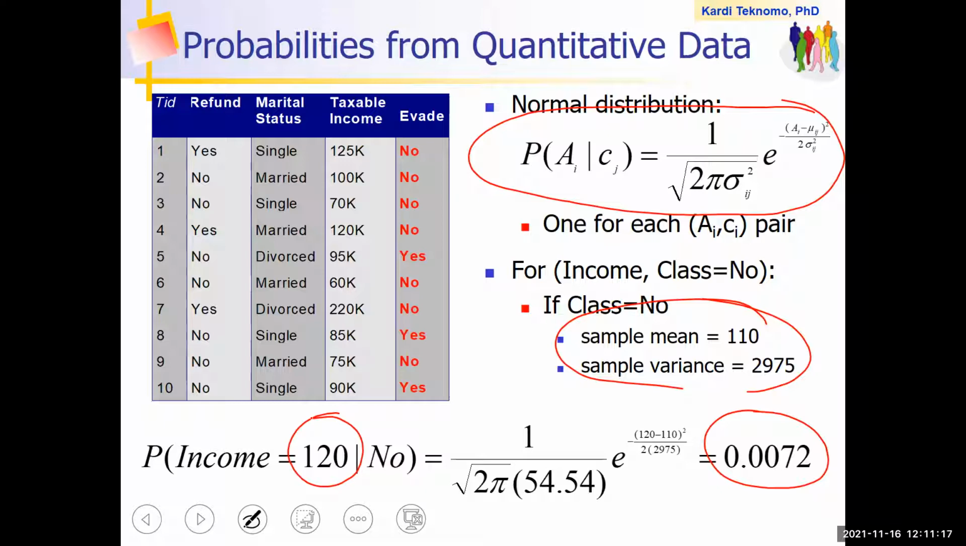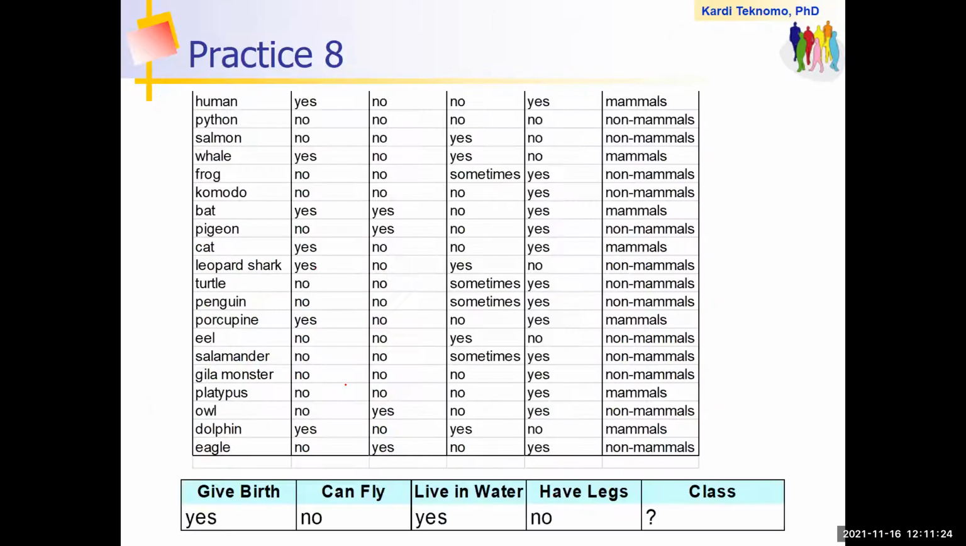Yes, super clear, yeah, thank you. So you can calculate, right? Manually, you can calculate. Super easy, yeah. Naive Bayes is actually super easy.